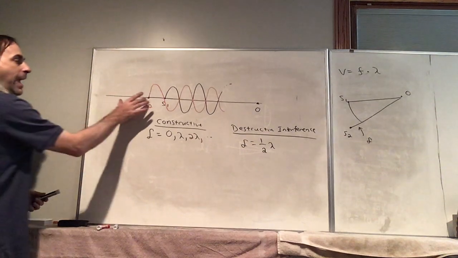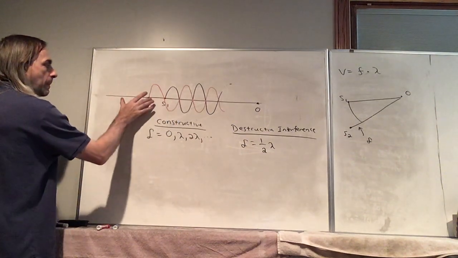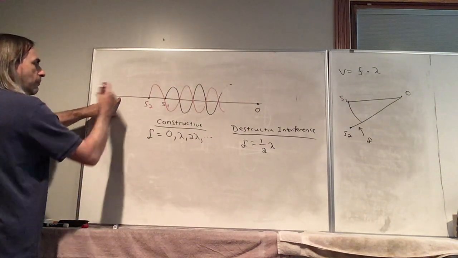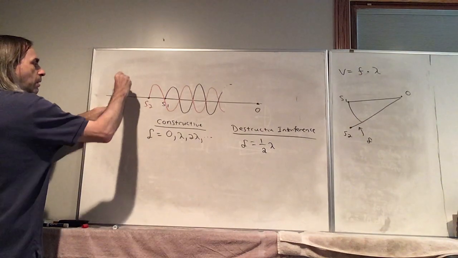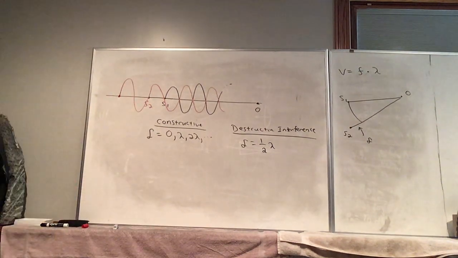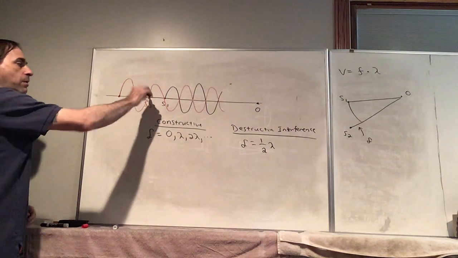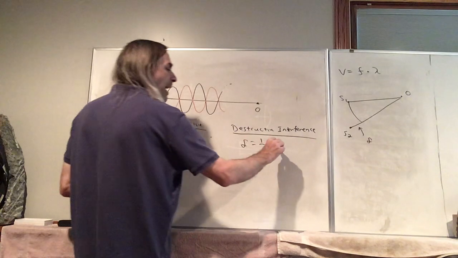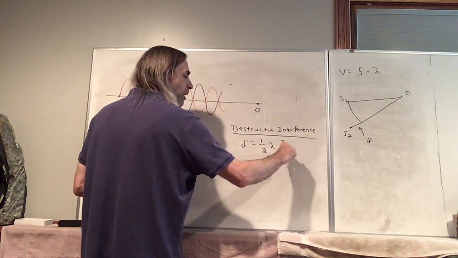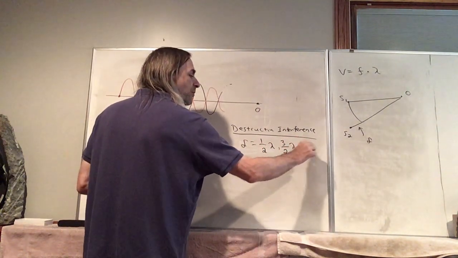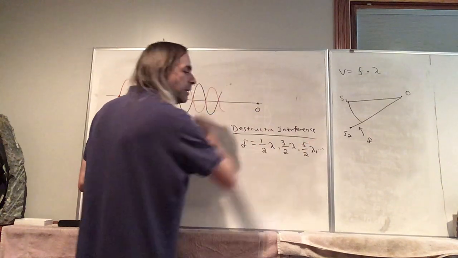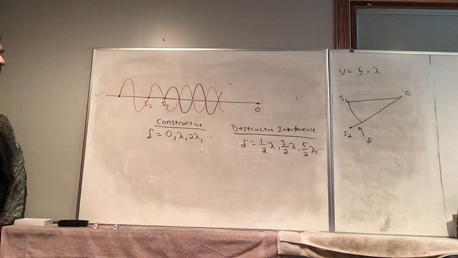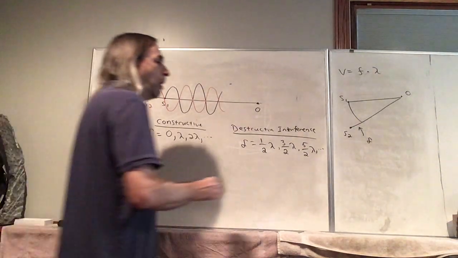Similarly, if we add a full wavelength to this, again, that doesn't change anything. You just add a full cycle and then you're back to where you started. So another possibility would be 3/2 lambda. Just add 1, 1/2 plus 1. And then 5/2 lambda, and so on. So overall, we can combine the conditions for constructive and destructive interference into one simple formula.